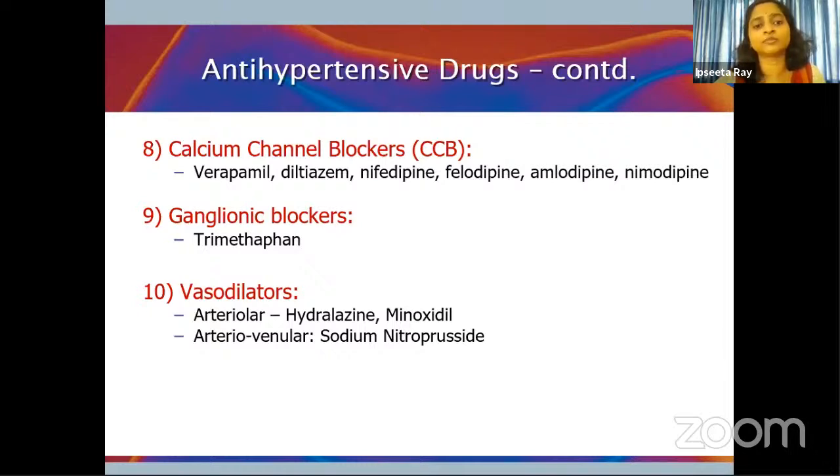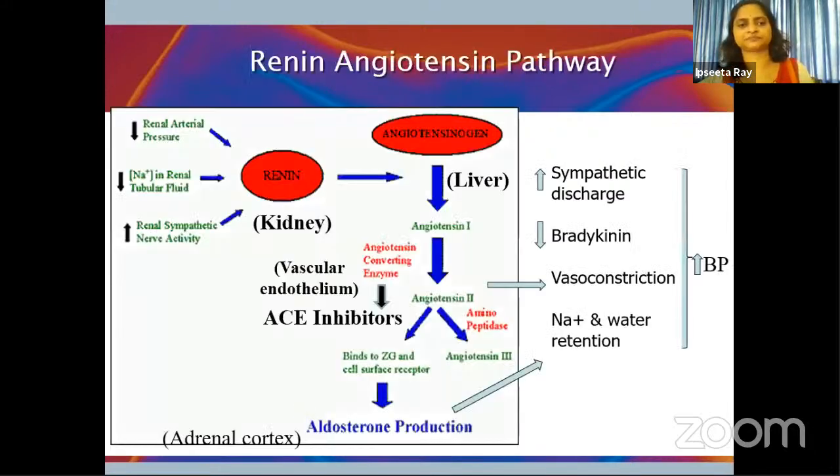Conventionally, ganglionic blockers were used. Okay, the use has declined, but drugs like trimethoprim were earlier used. Then vasodilators, if they mainly act on the arteries, they reduce the afterload like hydralazine, minoxidil, or it could dilate both arteries and the veins like sodium nitroprusside.